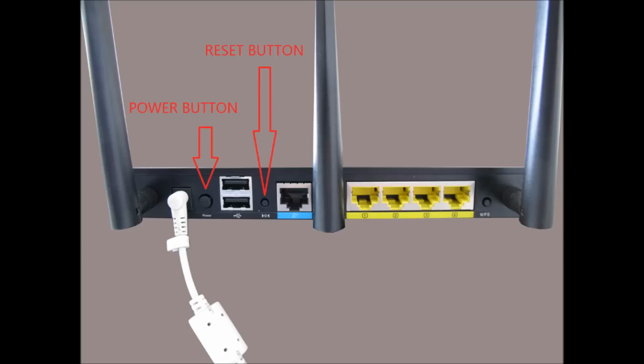Okay, to put the router into firmware restoration mode, power off, press and hold the reset button, keep holding it, turn the power button on, and just keep holding that reset button until you see the power light on the front of the router flashing on and off slowly.